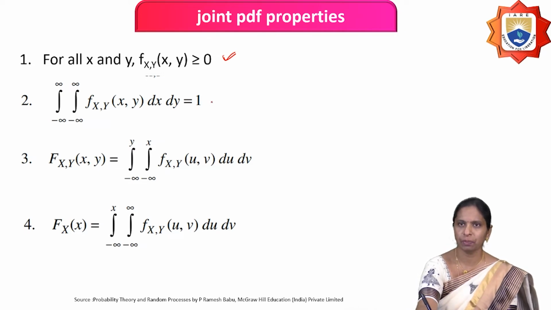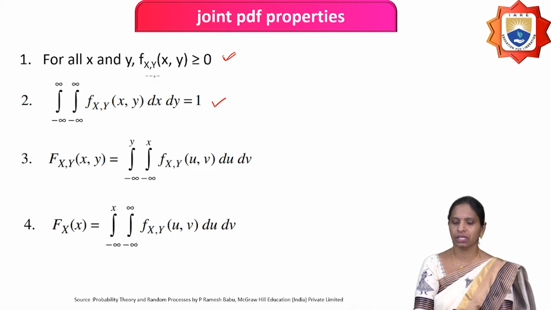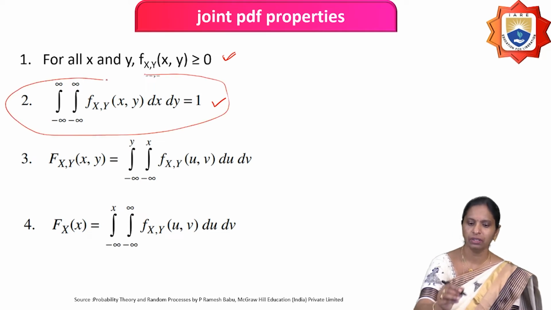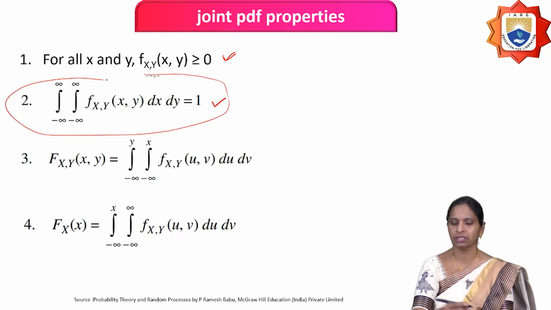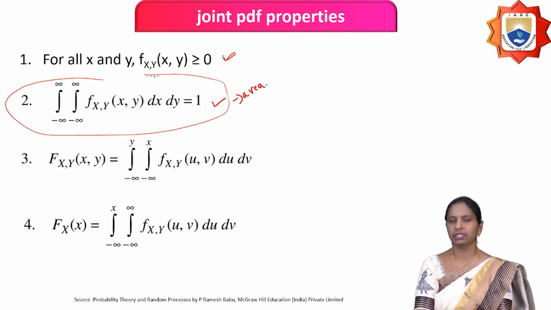And the second property states that the area under the density function is equal to 1. So this you can write as a condition of a proper joint density function. So this is nothing but the area property. If the density function is a valid density function, then you can say that the area under the density function is equal to 1.